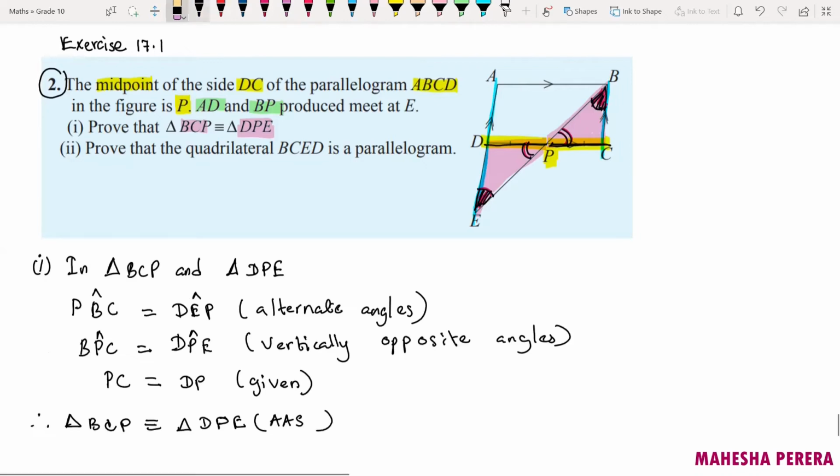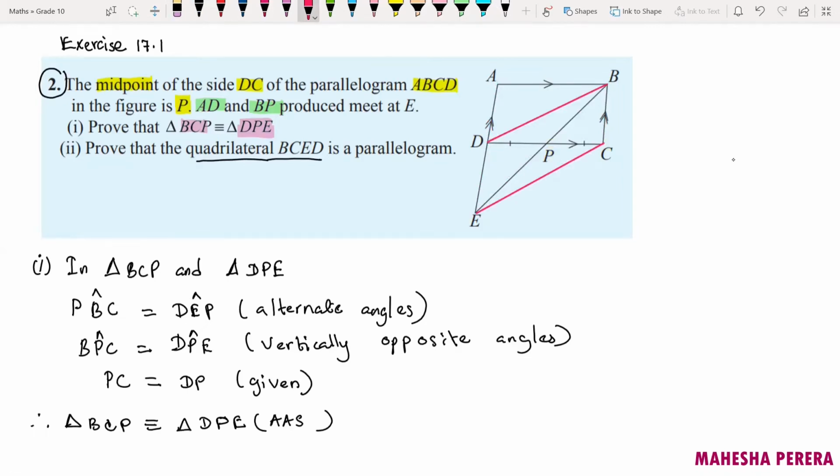Right. Second one. Prove that the quadrilateral BCED is a parallelogram. Right. Now, where is this BCED parallelogram? If you join BD and CE like this, you can see there is a quadrilateral, B, C, E, D, right? Now, we need to prove that this quadrilateral is a parallelogram, right? Okay, so let's do it.